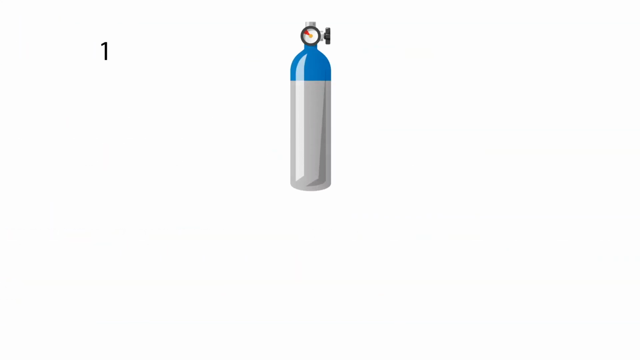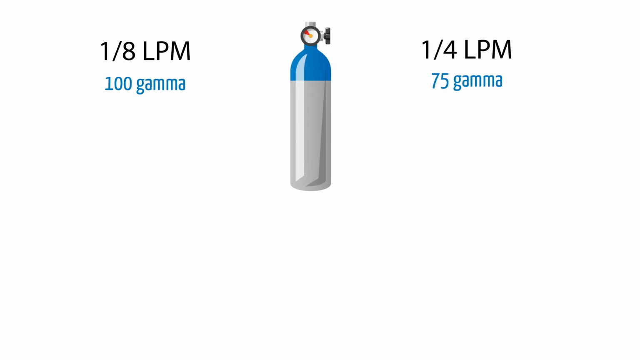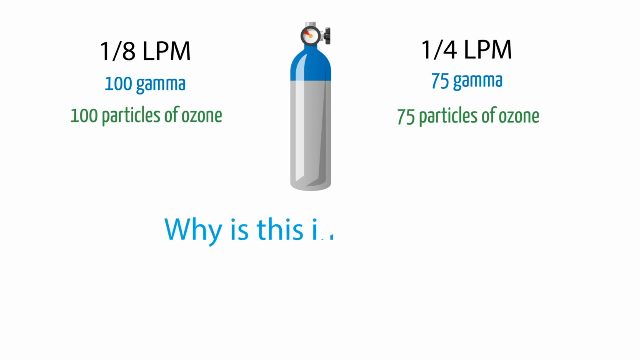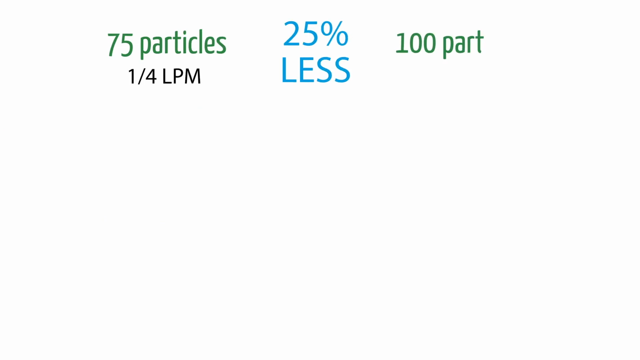Let's say that at 1/8 liter per minute our ozone generator produces 100 gamma. And at 1/4 liter per minute, our ozone generator produces 75 gamma. Thinking of gamma as particles, then at 100 gamma, we are producing 100 particles of ozone, and at 75 gamma, we are producing 75 particles of ozone. Why is this important? It's all about the flow rate and particle production. The 75 particles produced at 1/4 liter per minute is 25% less than the 100 particles created at 1/8.